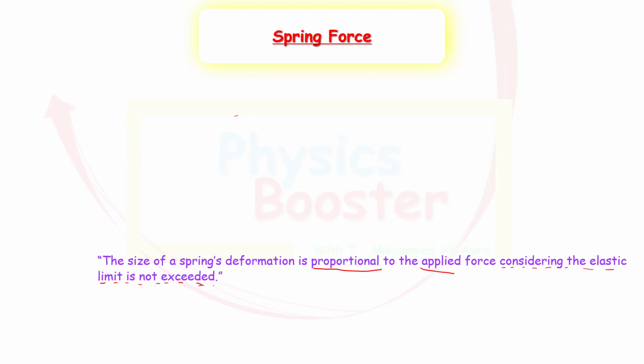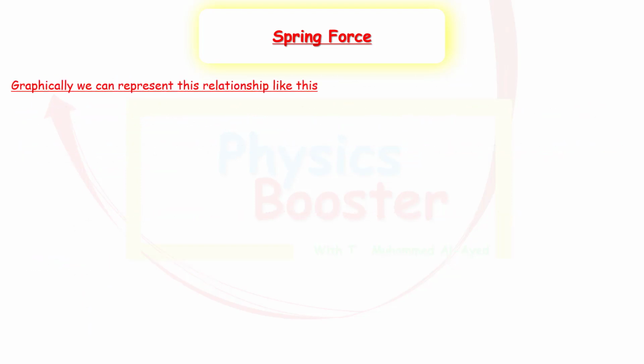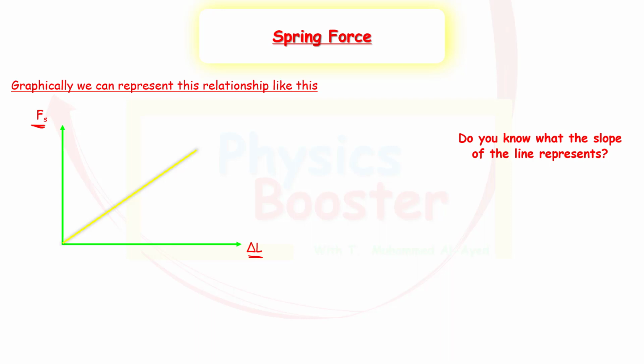Now, Hooke's law can be represented graphically using this simple relationship. Here we have the force inside the spring in the y-axis, and here we have the change in length. So if I would ask you, what would the slope represent? Okay, let's look here at the slope. We know that the slope is equal to delta y over delta x. What is in the y-axis?